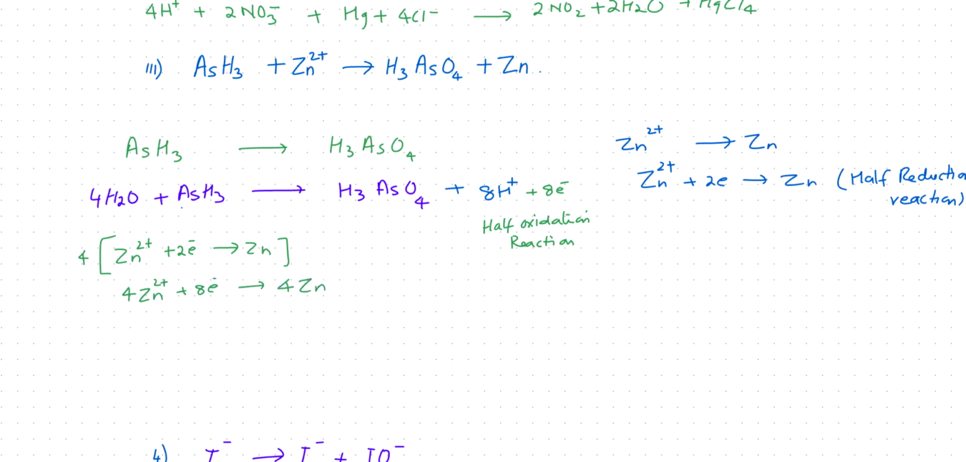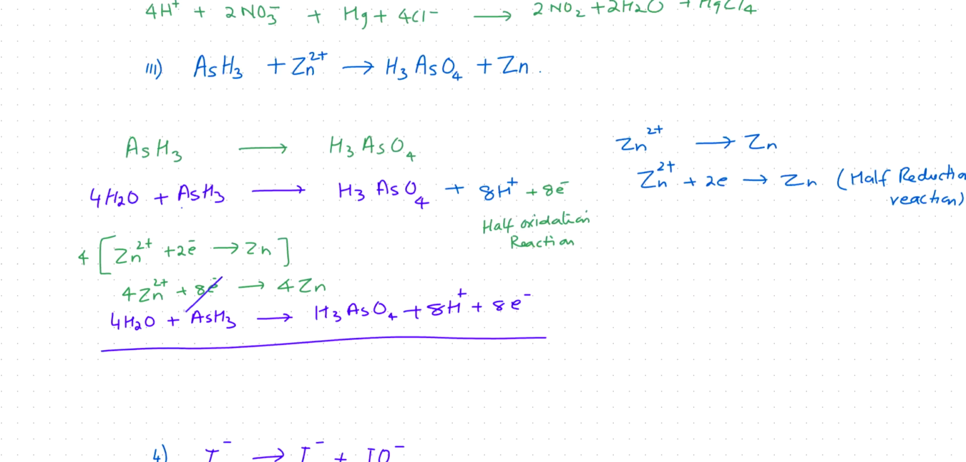Now we write the above equation. 4H2O plus AsH3 gives H3AsO4 plus 8H plus 8 electrons. Now we add the two equations. So 8 electrons cancel. So now we write all the reactants together. So 4 zinc 2 plus 4H2O plus AsH3.